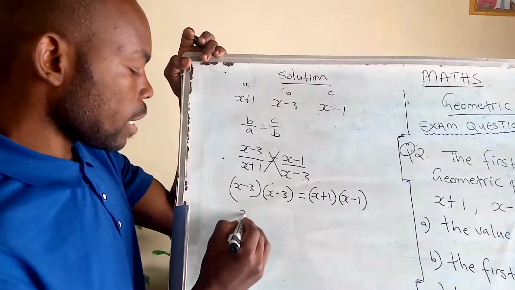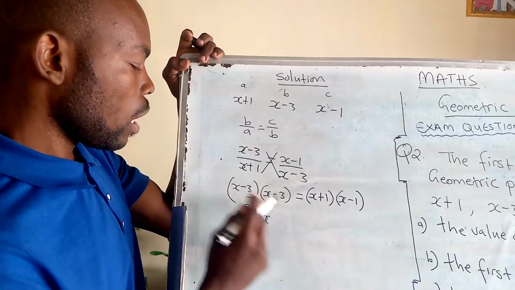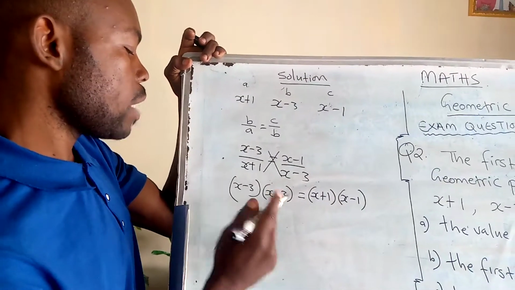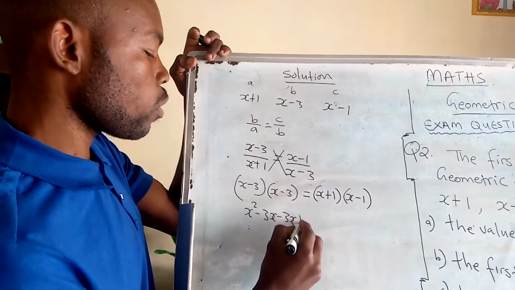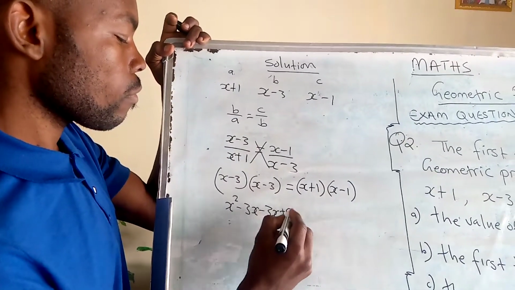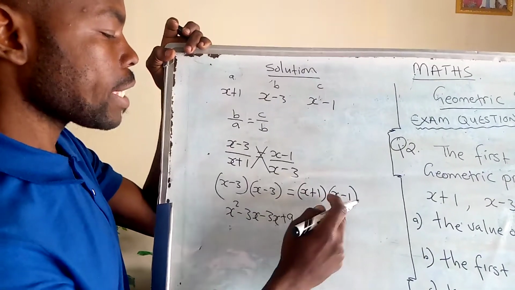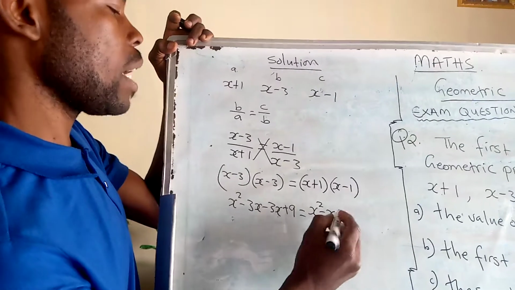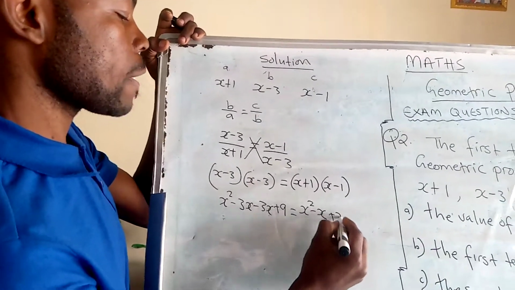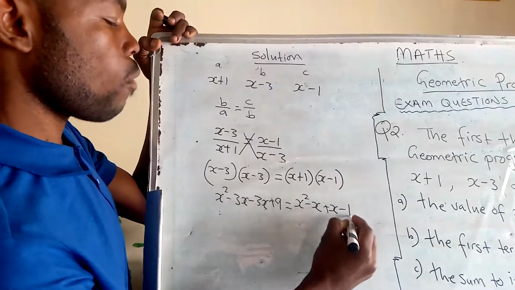X times x is x squared. X times negative 3 is negative 3x. Negative 3 times x becomes negative 3x. Negative 3 times negative 3 gives you positive 9. Equals, x times x is x squared. X times negative 1 becomes negative x. Positive 1 times x becomes positive x. 1 times negative 1 becomes negative 1.